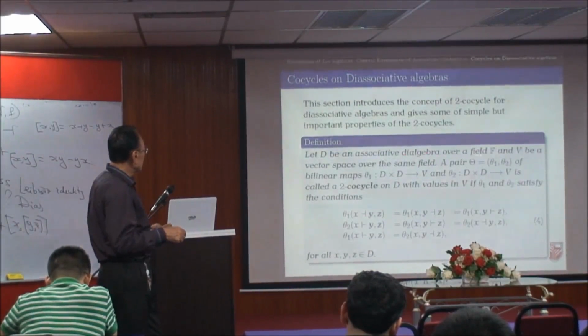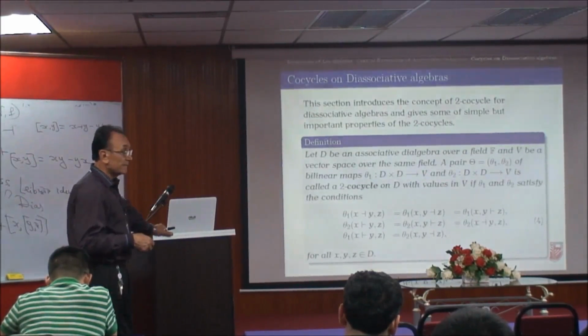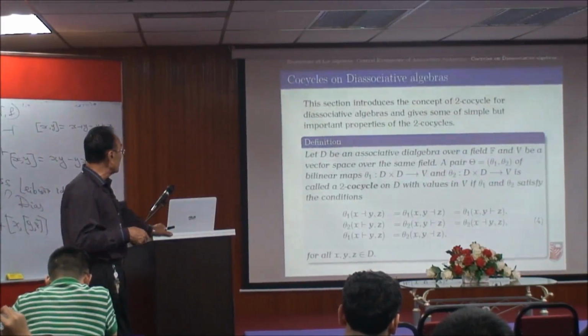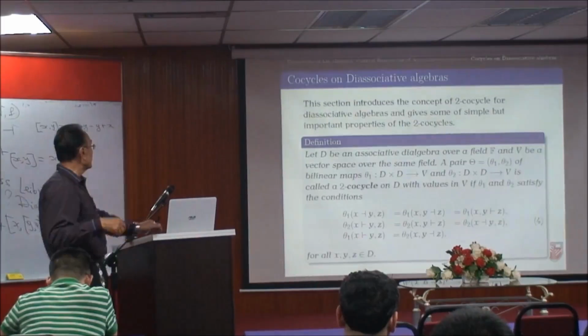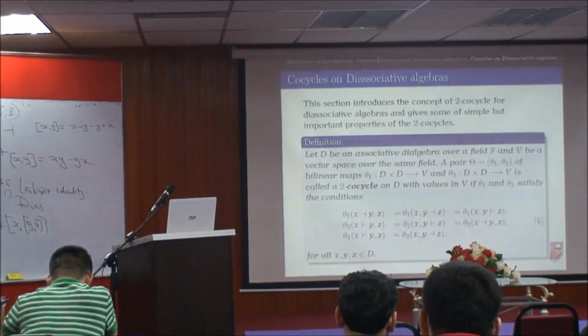Now let us consider a diassociative algebra. Because a diassociative algebra has two binary operations, of course you should have two functions, theta 1 and theta 2. So here theta has components theta 1, theta 2. The bilinear maps theta 1, theta 2 are called a cocycle if they satisfy these conditions. Actually there are five conditions, according to the axioms of a diassociative algebra.